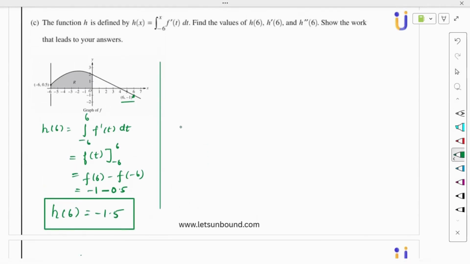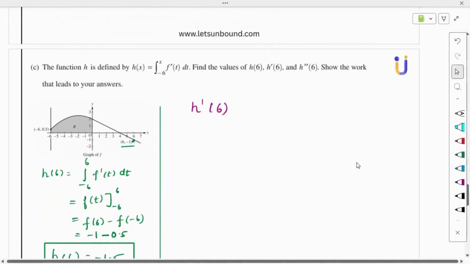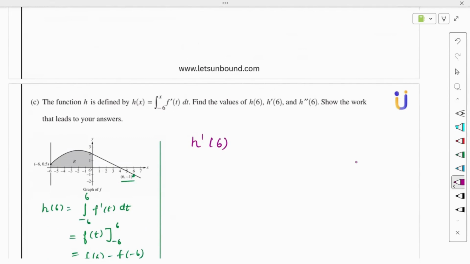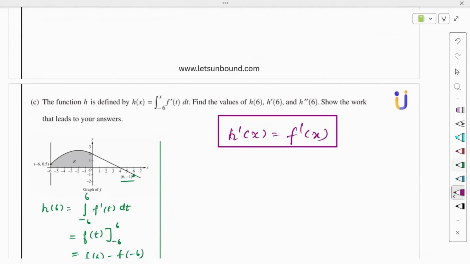Then h dash of 6 and h double dash of 6. Let's go with h dash of 6. H of x is this integral, so h dash of x will be f dash of x, because when you are differentiating both sides, the integral and the differentiation are opposites of each other, so they get cancelled. So h dash of 6 means f dash of 6. Generally, h dash of x is f dash of x. So if you want h dash of 6, you just find f dash of 6.